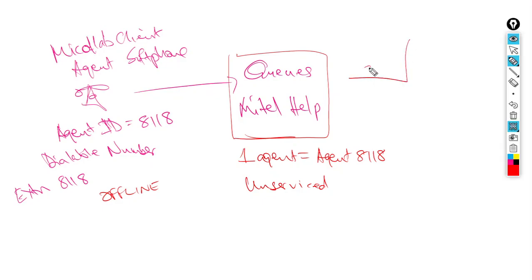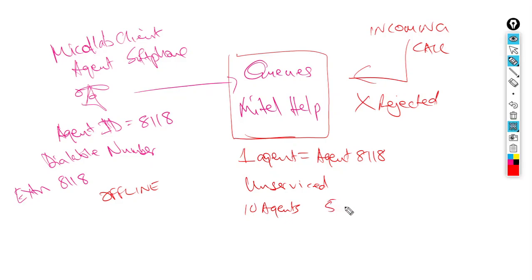If a call should come in, the call will be rejected by the queue because there are no agents. It is as if the queue does not exist. But if there were other agents, maybe it didn't have 5 agents, it had probably 10 agents, and 5 are logged in and available, then this queue becomes live, active, and it can take incoming calls.